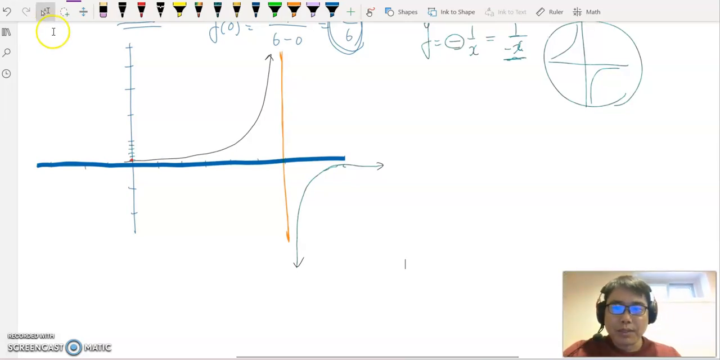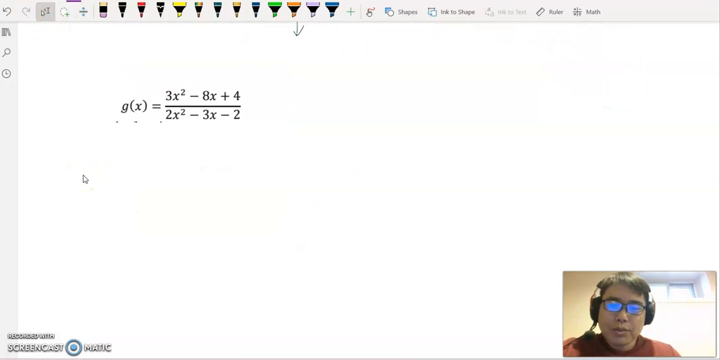Okay, then look at one more example. g(x) equals 3x squared minus 8x plus 4 over 2x squared minus 3x minus 2. Okay, so this one requires factoring basically. So I'm going to factor and then see whether we can simplify a little bit.